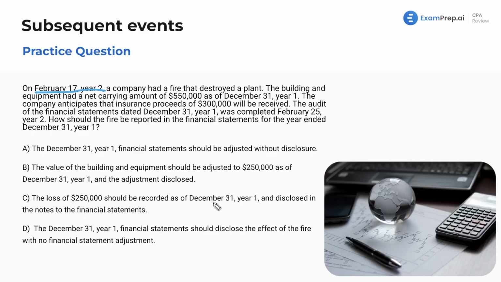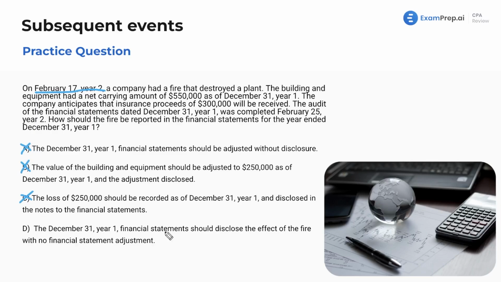The loss should be recorded December 31, year 1. Nope. The dollar amount accrual is going to happen for year 2 dollar amounts, so not year 1. So the value should be adjusted. Nope, we're not going to adjust amounts in year 1. The year 1 financial statements should be adjusted without disclosure. We are not going to adjust the financial statements. That one key kicker is going to save us all the tricks, all the headaches here.